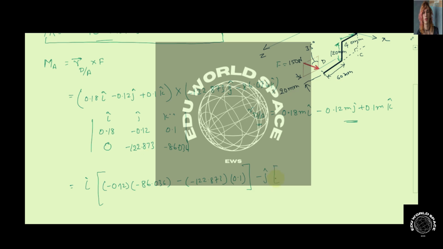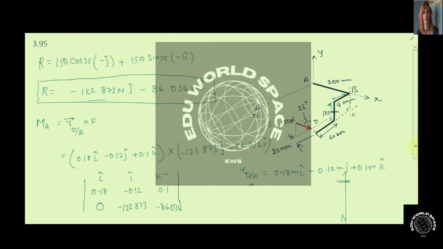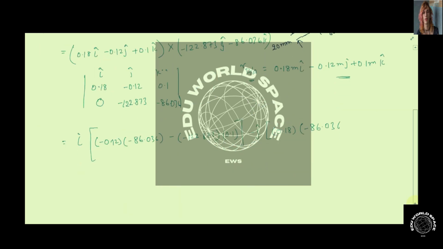If we go for the j cap component, we have to neglect these two. So we have to multiply these two lines, and it will be 0.18 multiplied by minus 86.036, and this is the j cap coefficient. If we go for the k cap coefficient, it will be 0.18 multiplied by minus 122.873. The other component will be 0.